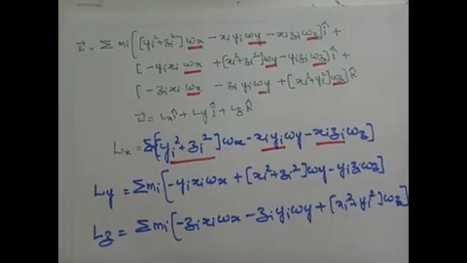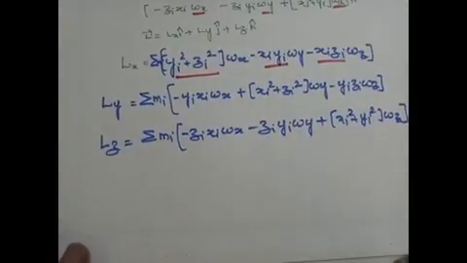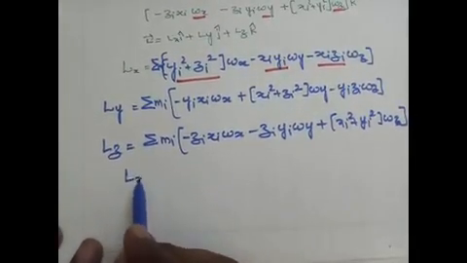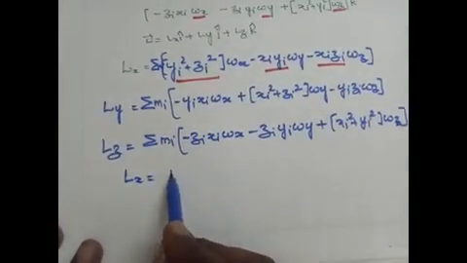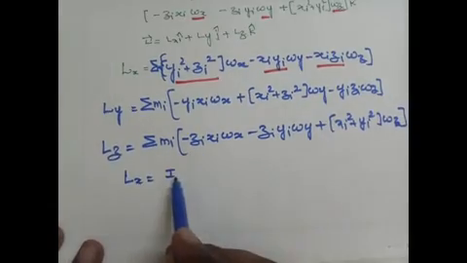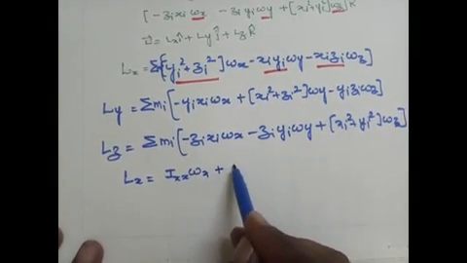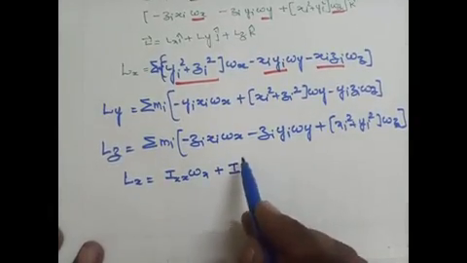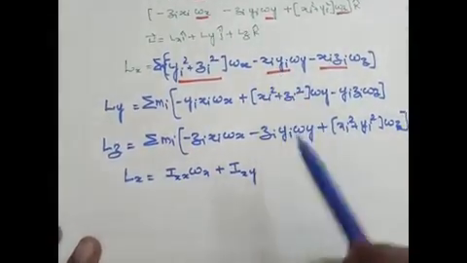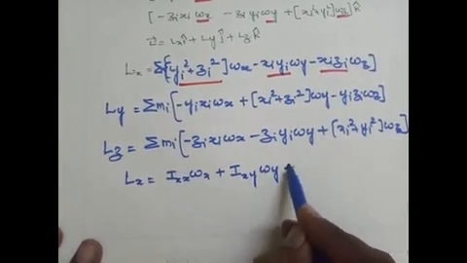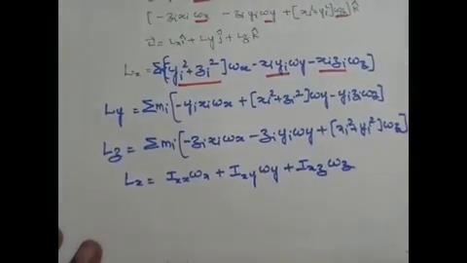How can I write all the above equations here? In this case, Lx can be written as, from the above equation, multiplying the summation m_i inside, we get Ixx omega x, plus Ixy omega y, because the x component is there and the y component is there, plus Ixz omega z.